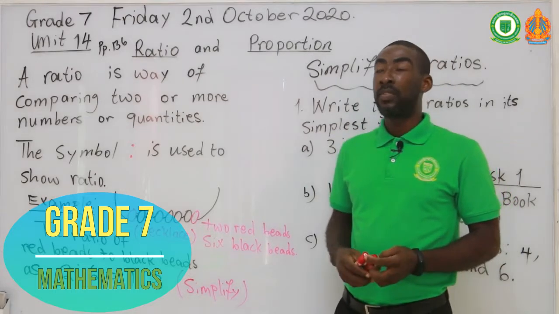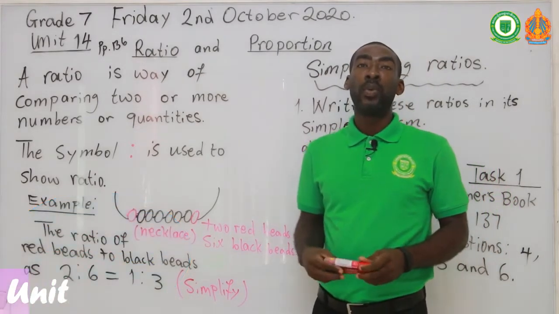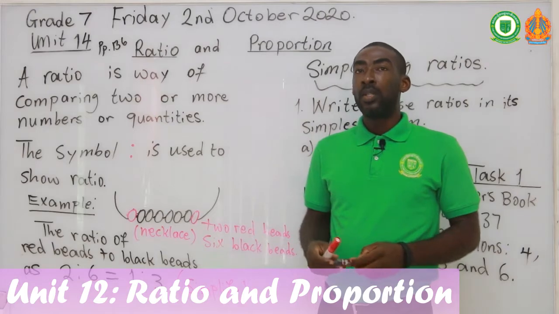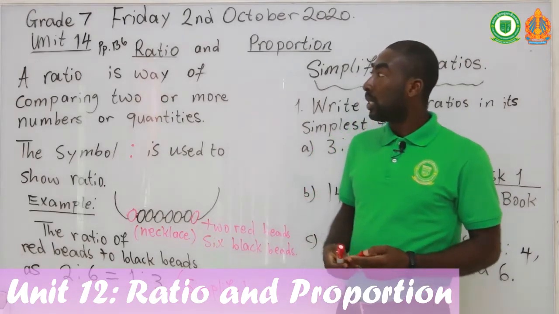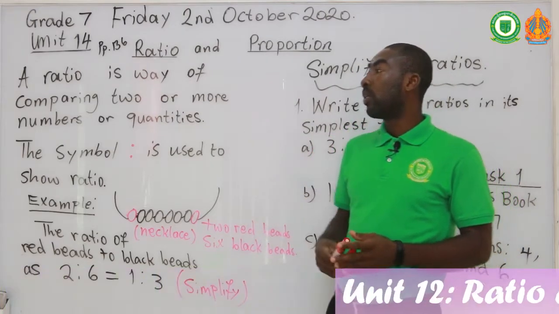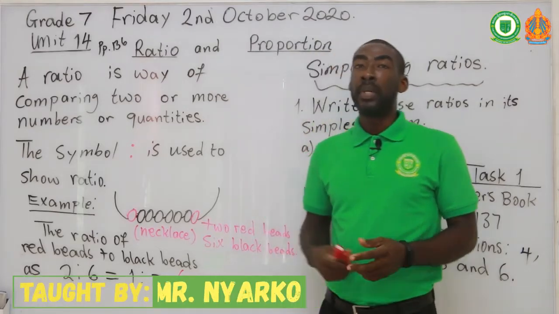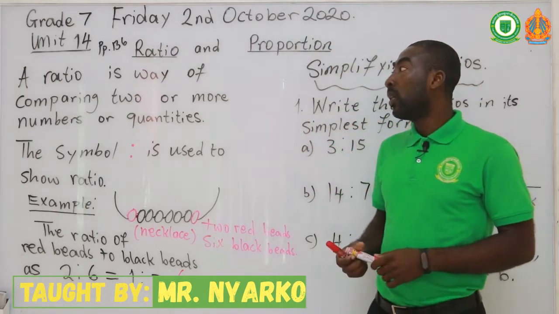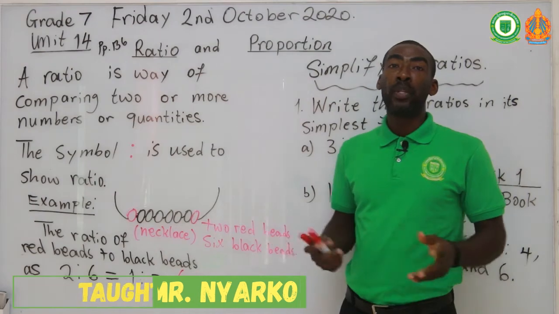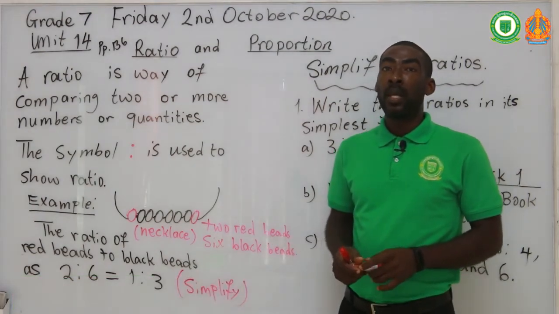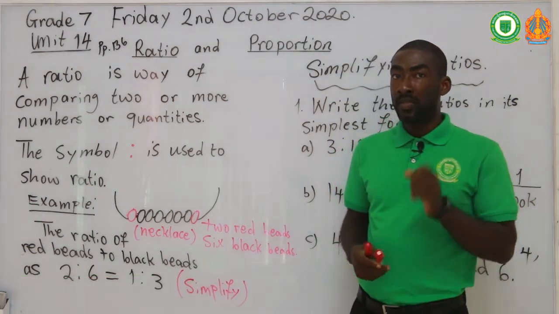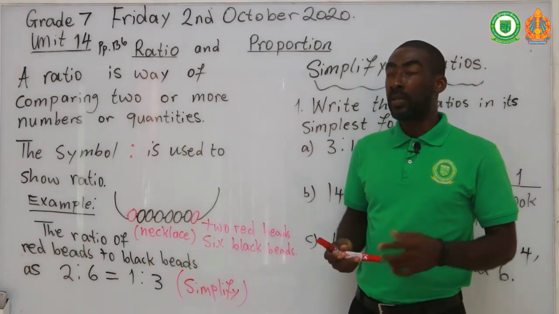Today our lesson is from Unit 14 and we are doing ratio. Ratio is a way that we can compare two or more numbers or quantities, okay? So we use ratios to compare two or more numbers or quantities. That's the first thing that we need to know about ratio.